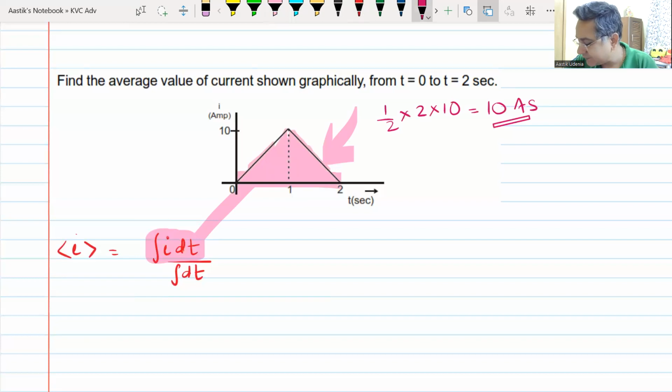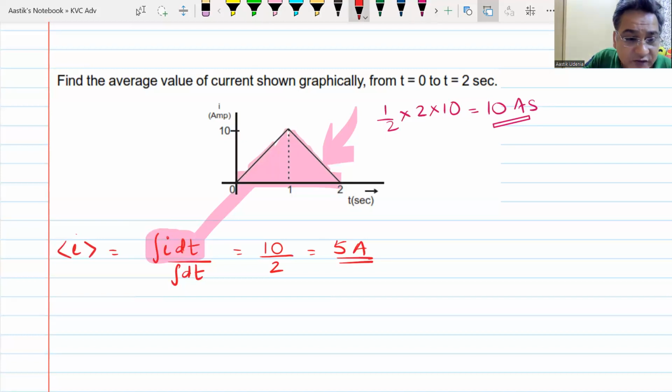That is the area. So you divide this area by the total time, 2, and you get your answer as 5 ampere. 5 ampere is the average current in this particular case, and that is your answer.